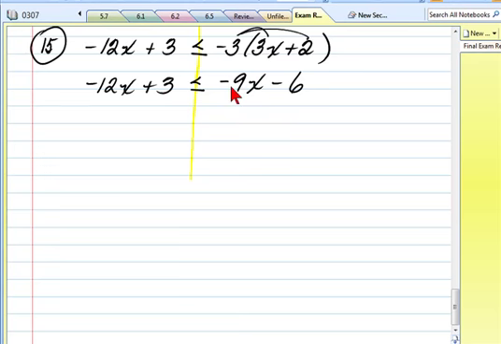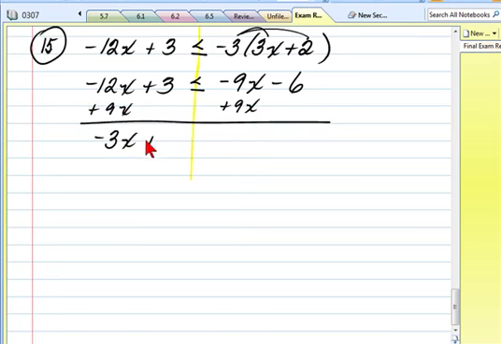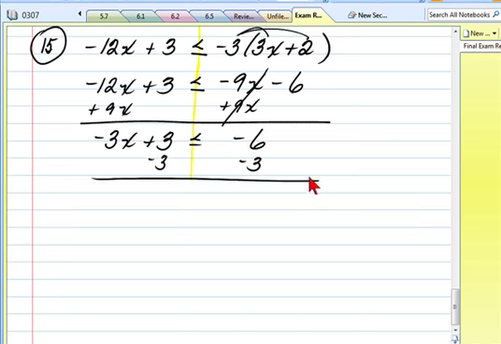When I do inequalities, I really like the variable to end up over here on the right-hand side. So I'm going to add 9x. That gives me negative 3x plus 3 less than or equal to negative 6. Subtract 3, negative 3x less than or equal to negative 9.